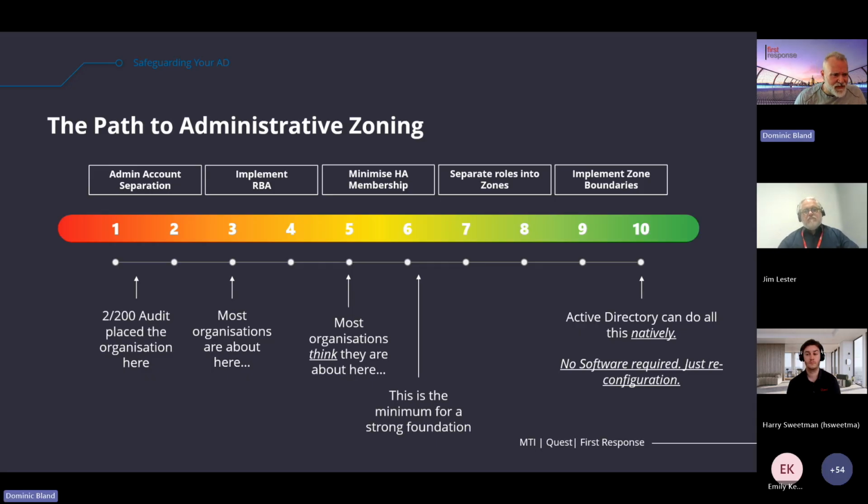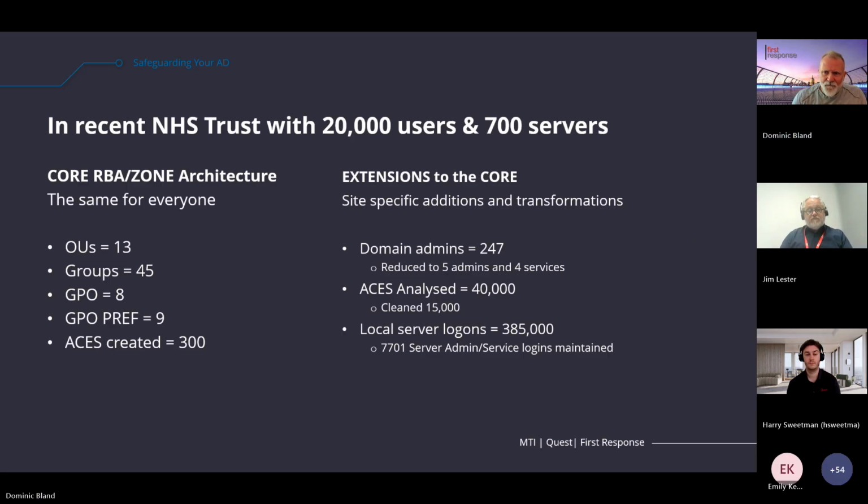So how do we do this natively? The first thing to recognise is that these changes, this implementation of role-based authority and zoning, is a fundamental requirement for the Active Directory. It's so fundamental, in fact, that exactly the same architecture to present these capabilities can be used in every Active Directory that exists. And I say that quite comfortably because I've been doing this for 25 years and I've used iterations of this technique in the whole of that time.